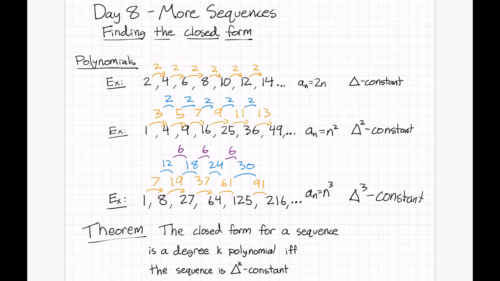Right? So this whole collection of delta k constant sequences really is a generalization. It's a bigger class than just arithmetic sequences. And these, as it turns out, end up being our polynomials. So they're actually not too terribly difficult to work with.